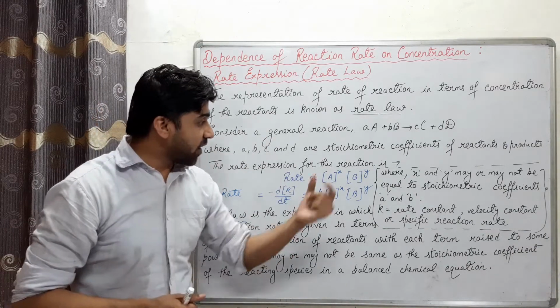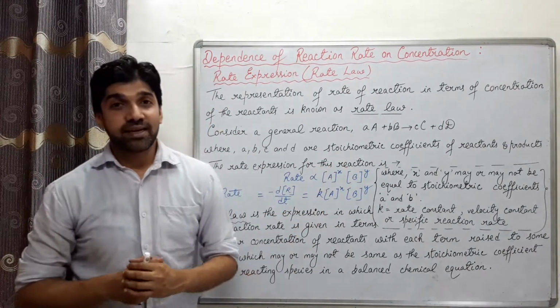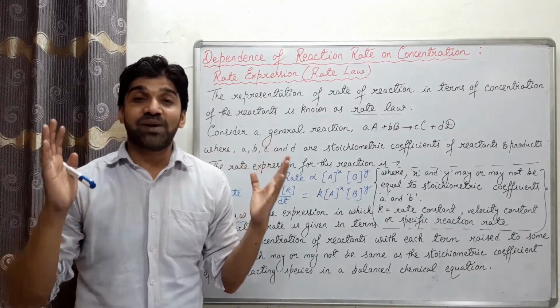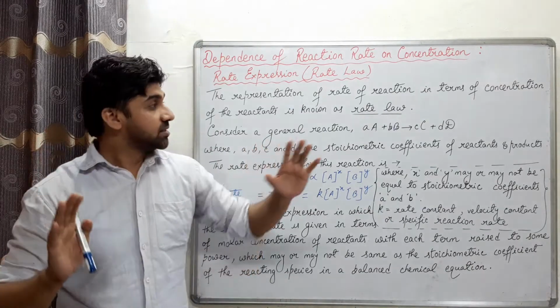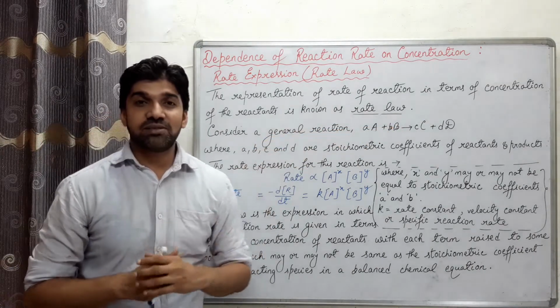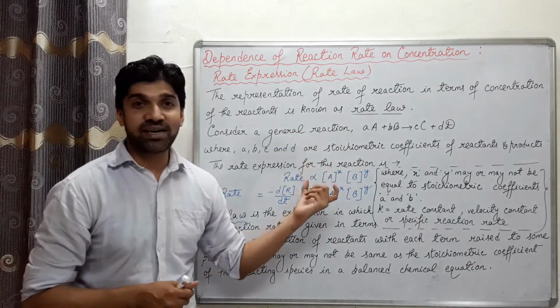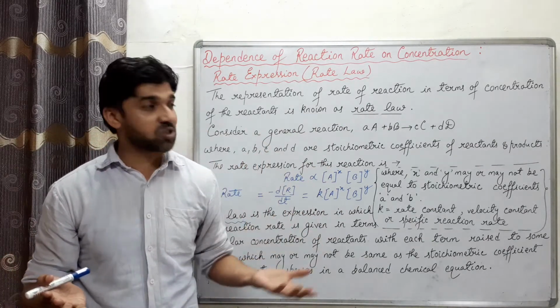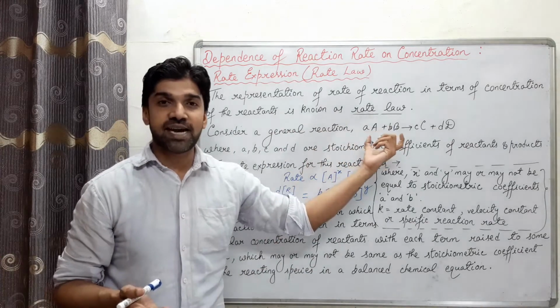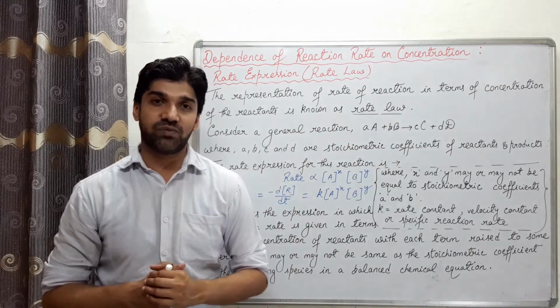And the values of this x and y are determined experimentally, only from experiments, not from the balanced chemical equation, because the values of x and y are not necessarily equal. They may or may not be equal to the stoichiometric coefficient of the reacting species in the balanced chemical equation.